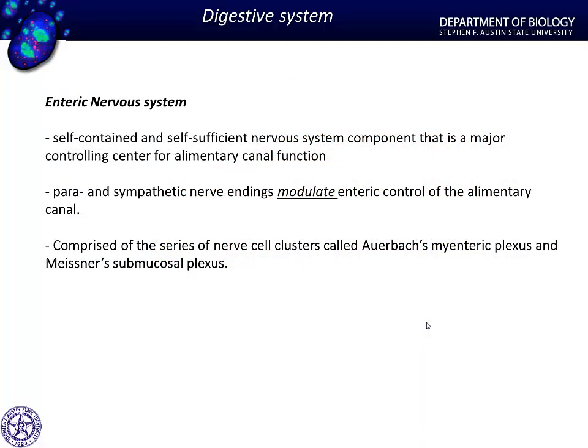Now, we've mentioned the enteric nervous system. We talked about the Meissner's submucosal plexus, and we talked about the Auerbach's myenteric plexus. Well, again, these are part of our autonomic nervous system. Parasympathetic and sympathetic control here are going to control peristalsis. It is stimulated during the parasympathetic response, and it's going to be shut down during a sympathetic response.